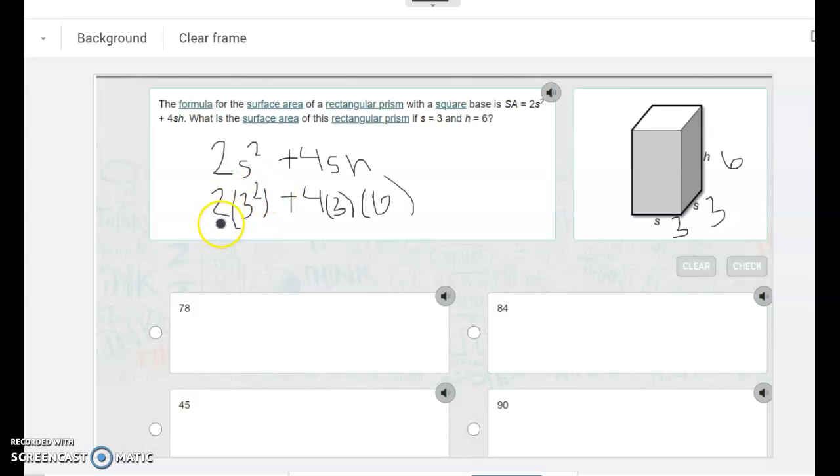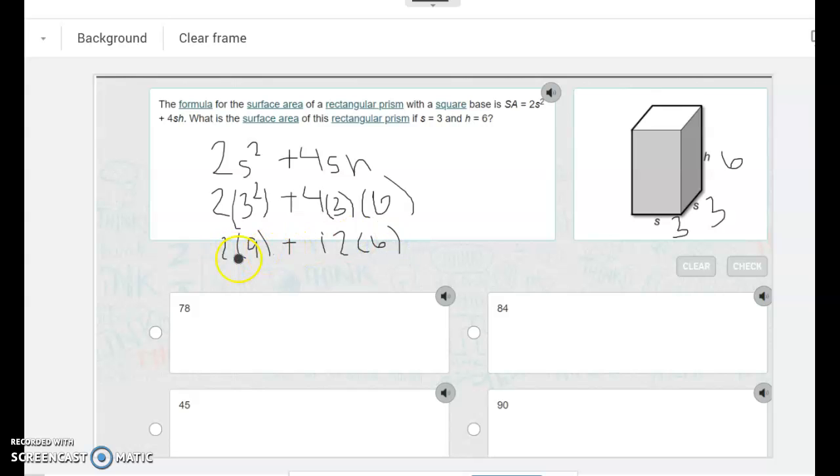Okay. All right. So with that being said, normally I would do grouping symbols, but I only have one thing in each of the grouping symbols. So I'm going to go ahead and go to the exponents. 3 to the 2nd power is going to give me 9. So that's going to be 2 times 9 plus 4 times 3, which is 12, times 6.